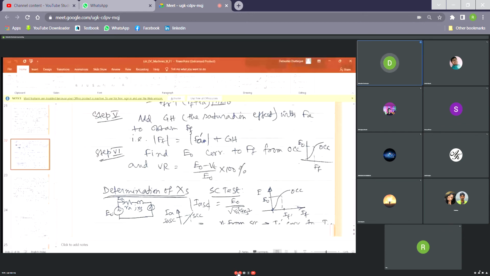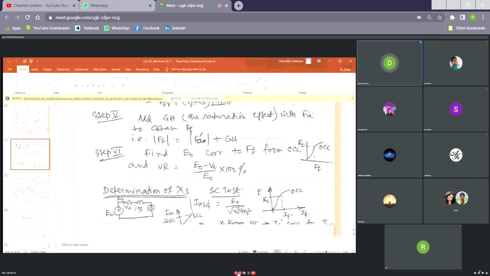We use the short circuit test. What is the short circuit test? You short circuit the armature and run the machine at a speed between one-third of synchronous speed to synchronous speed or even higher. And then you apply some field voltage, so there is a field current, okay? And then you measure the short circuit current.